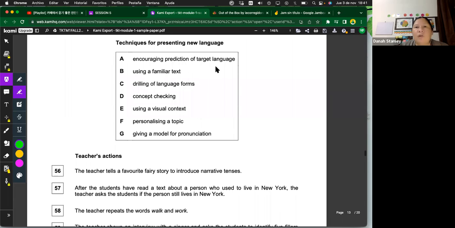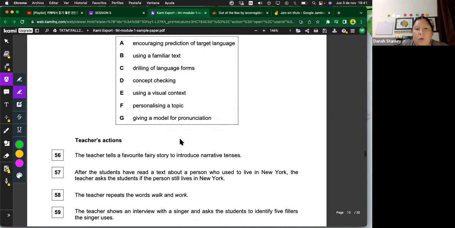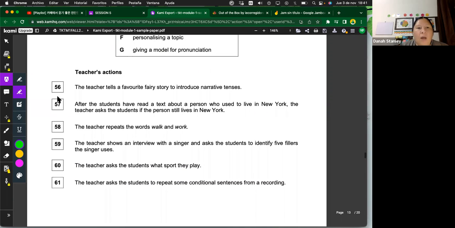And you have techniques for presenting new language. Encouraging prediction of target language using a familiar text, drilling of language forms, concept checking, using a visual context, personalizing a topic, and giving a model for pronunciation, okay? Entonces you have 1, 2, 3, 4, 5, 6. Is 6:41. So at 6:48, we are going to check together, okay? You have 6 minutes.